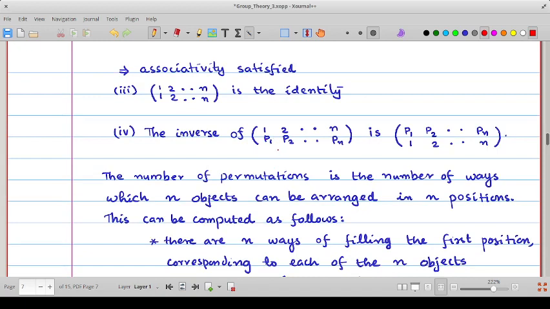Now, the inverse of a particular permutation given by this symbol is simply this. The permutation will take the object in the P1 position and place it in the first position. So, the inverse operation should take the object in the first position and place it back in the P1 position. Therefore, something like this will have an inverse like this, because in the second representation, the object in the first position is placed in P1, and similarly the object in the second position is placed in the P2 position, and so on, and therefore these two are inverses of each other.